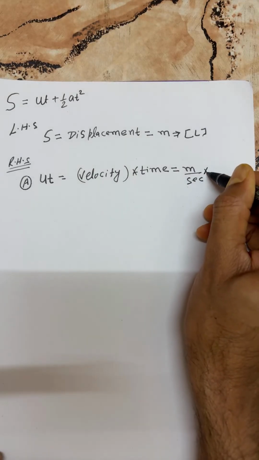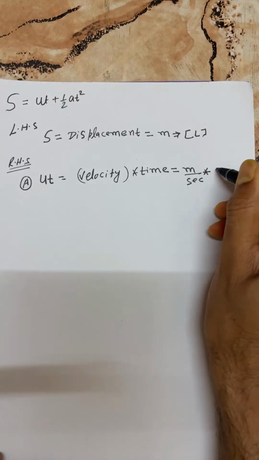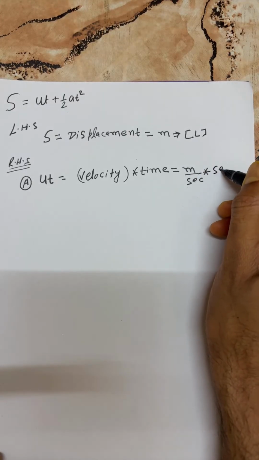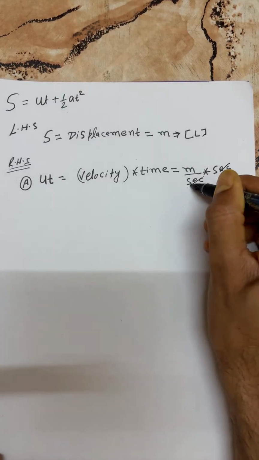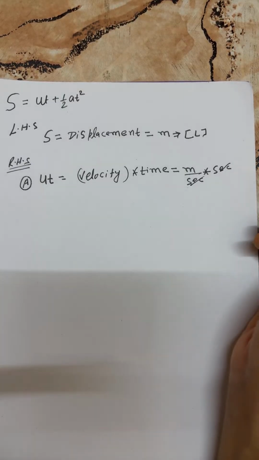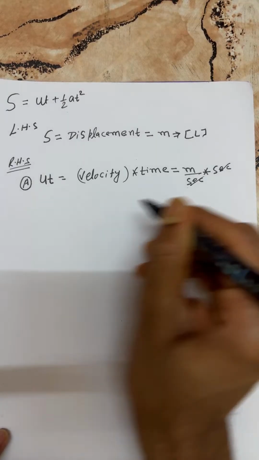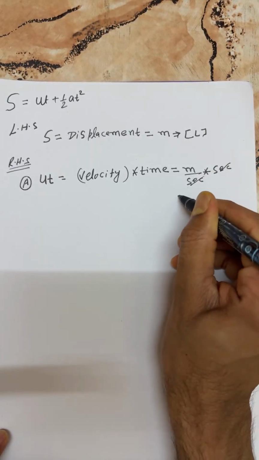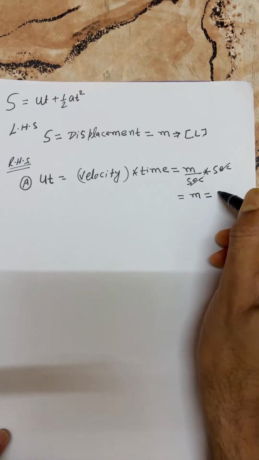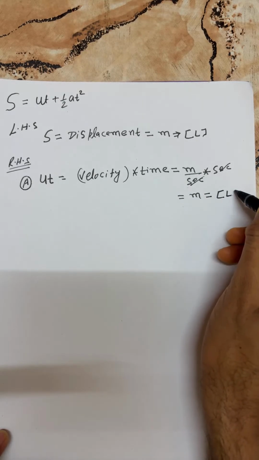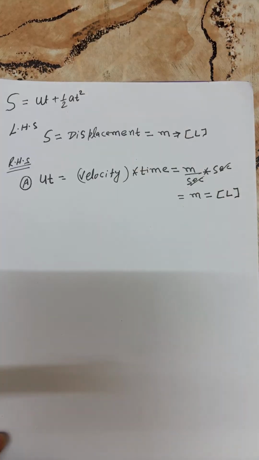And what is the SI unit of time? This remains as usual, seconds. So ultimately you can write only meter. What is the dimensional formula? It's L only. Correct, no worries.